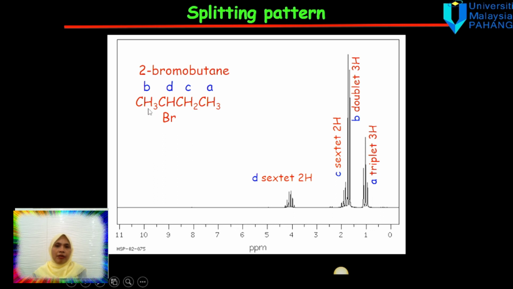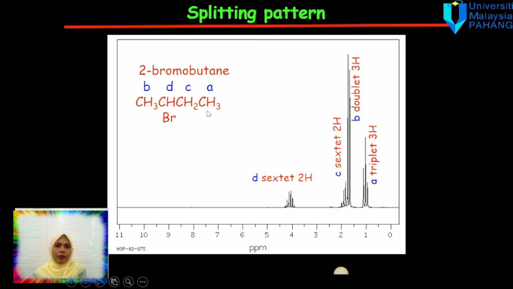In this case, there are 4 different environments. This methyl and this methyl. How can we differentiate the position or chemical shift of these 2 protons, although they are both methyl groups? This methyl group and this methyl group, which one is nearer to the bromine atom? If we look at this structure, this one is nearer to the bromine atom. Thus, this proton will become more downfield compared to this proton.